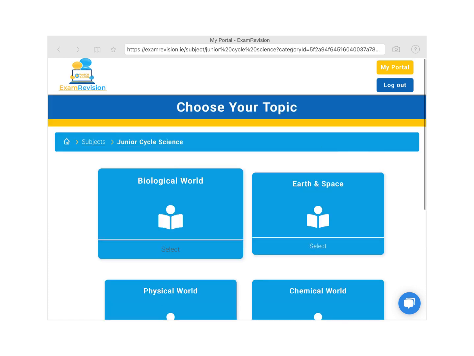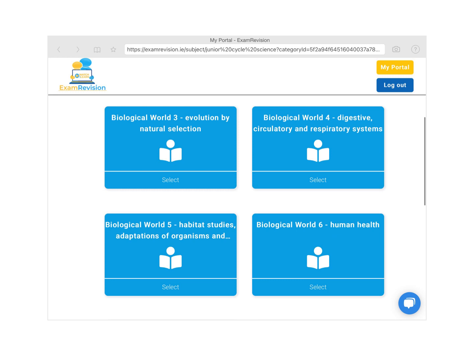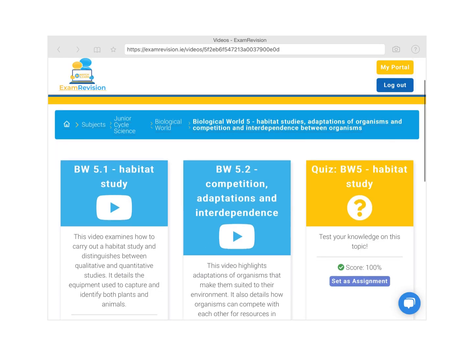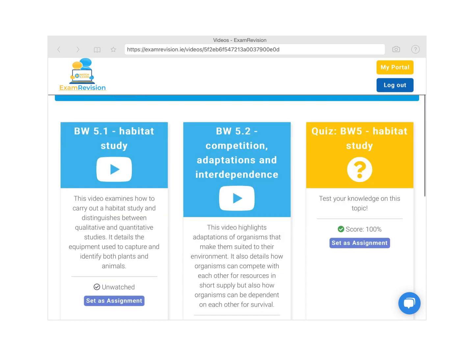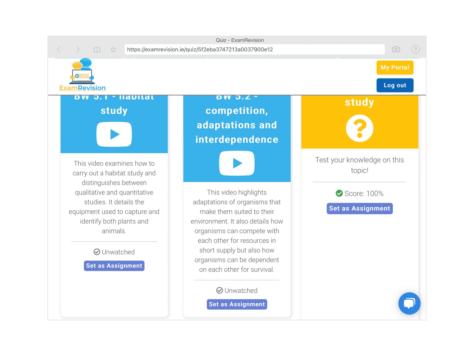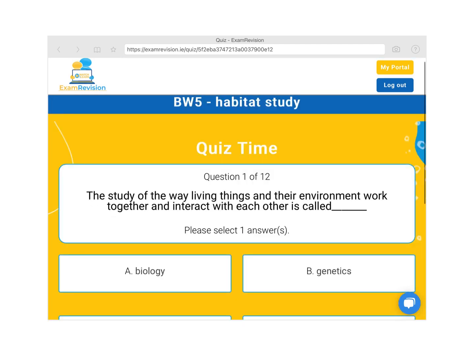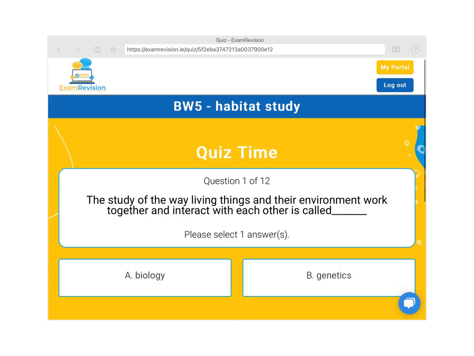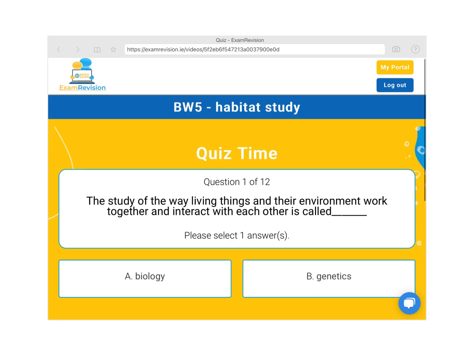So today we are looking at the biological world. So if we scroll down, we are looking at biological world 5. So there's a video there talking you through how you can carry out your habitat study, and also one there on competition, adaptations, and interdependence. There is an MCQ quiz, so once we tap into that, we can see there's 12 questions there to answer, so you can press through all of the answers and get a score at the end, and you can do that as many times as you want until you get 100%.